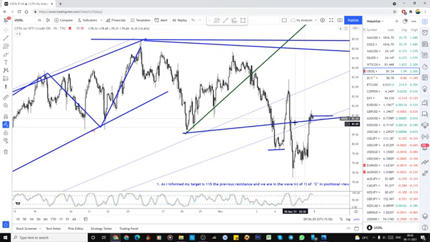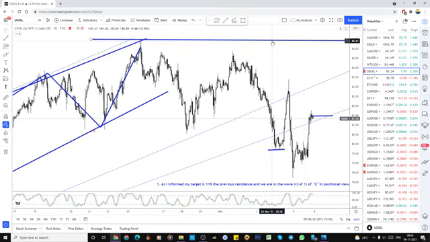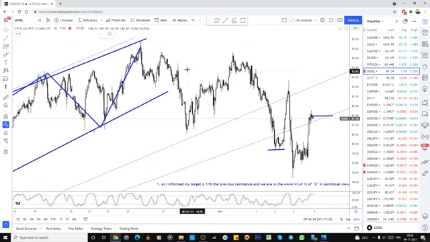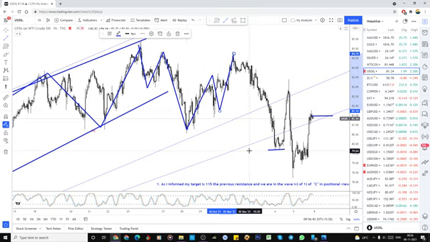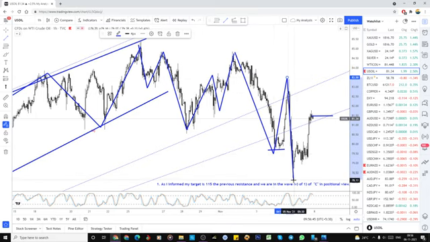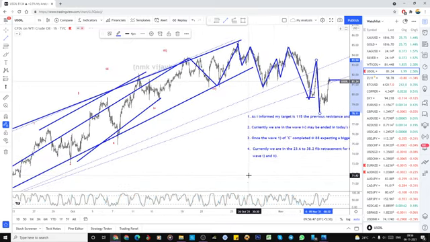Then only I understood what it is doing. So here one 3-wave structure has completed. After this one, another 3-wave structure has completed. So this is the 3-wave structure. Now you can understand, so WXY has completed.